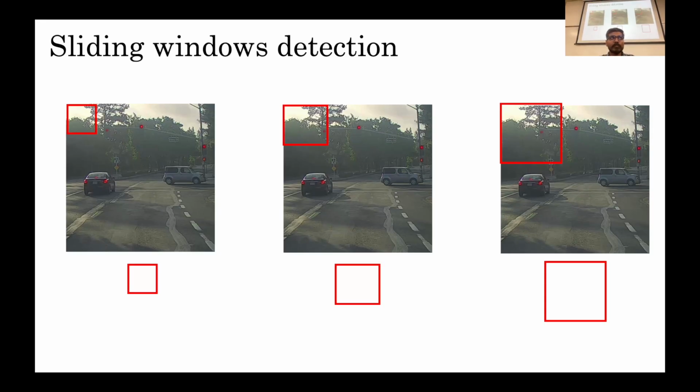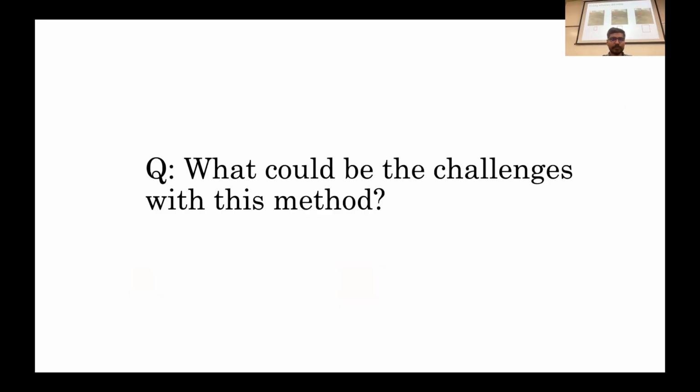Is it the optimal way? Perhaps not, but we will see. So what could be the challenges with this method? Any answers? Size of the box, because one box might be able to detect a smaller car, but if it's a larger car, then it won't be able to detect that.